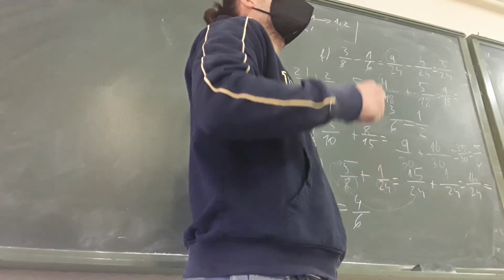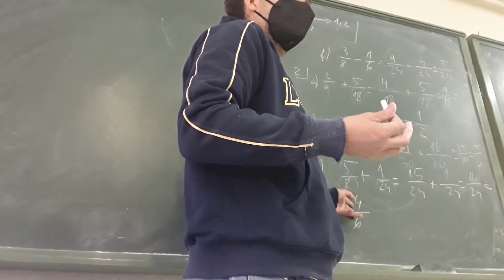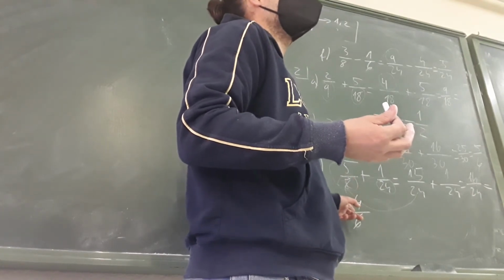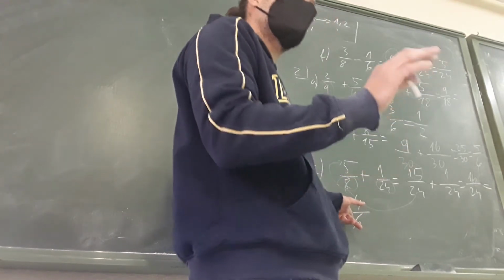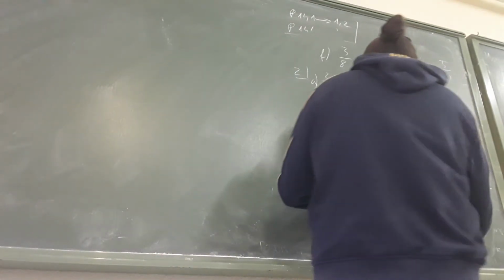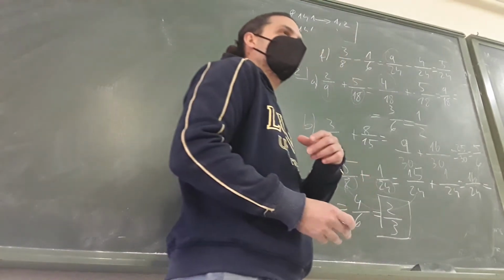Can we divide it further? Más allá, ¿podemos seguir? Yes, 4 and 6 are still even numbers. ¿Siguen siendo pares? Los pares siempre entre dos, Basma. Divide by 2 and then 2 thirds. And this is the final result.